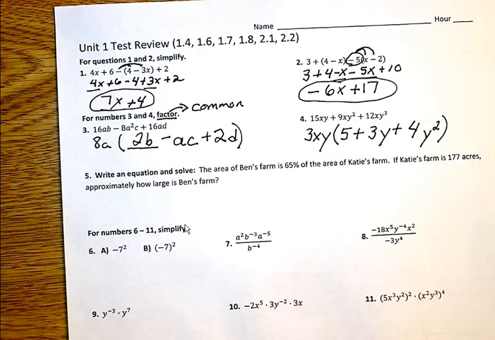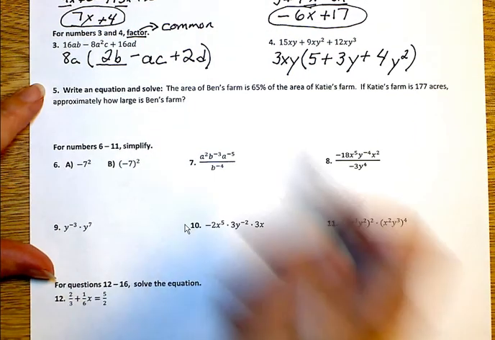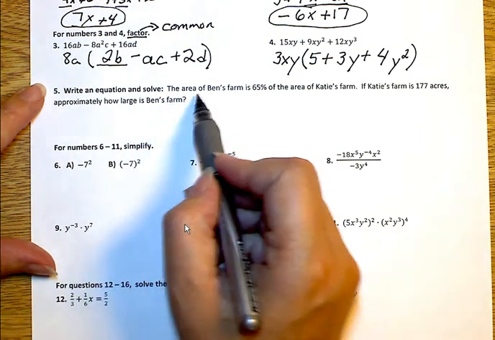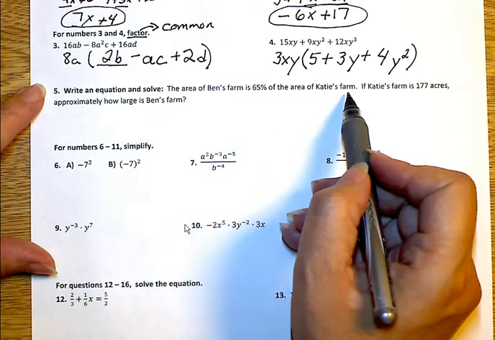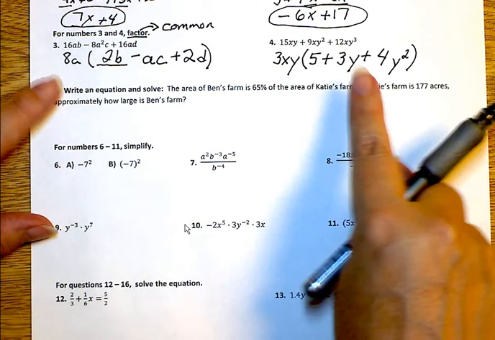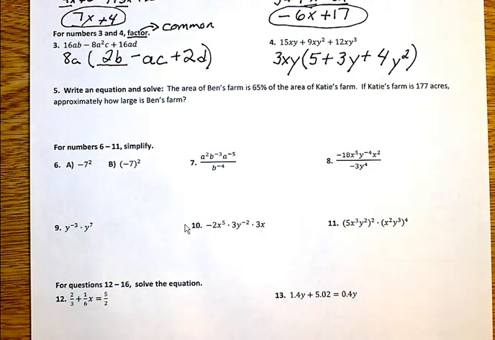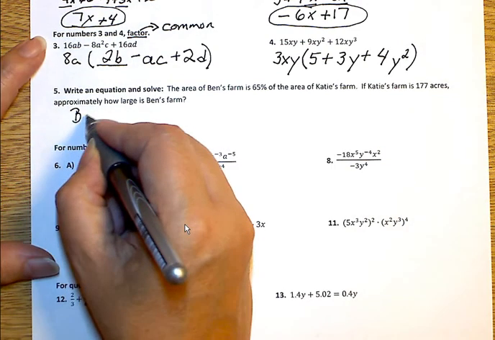Questions on the first four? No questions? Alright. Write an equation and solve. So it says the area of Ben's farm is 65% the area of Katie's farm. So what are our two unknowns? What are our two things? Just reading that, what are our two unknowns? What are our variables? Ben's farm and Katie's farm.